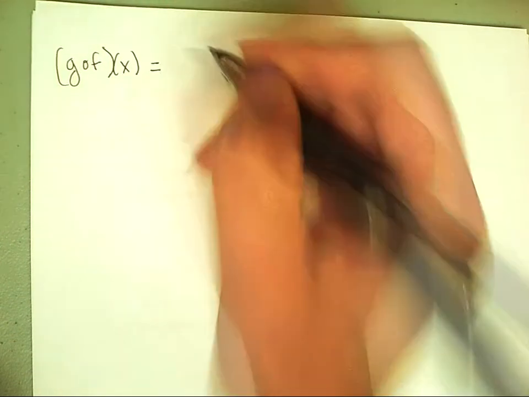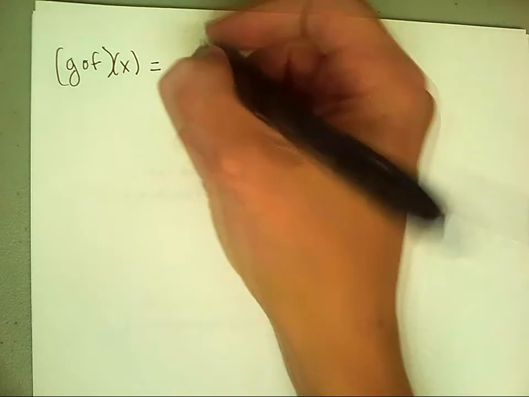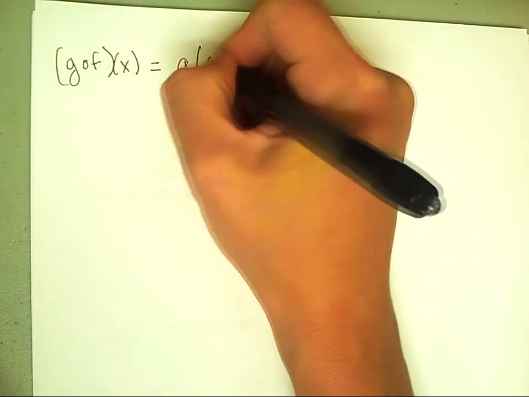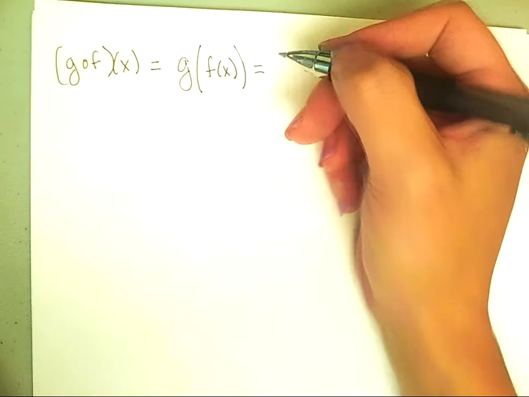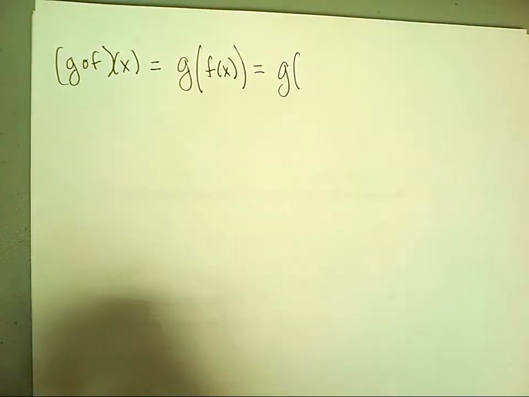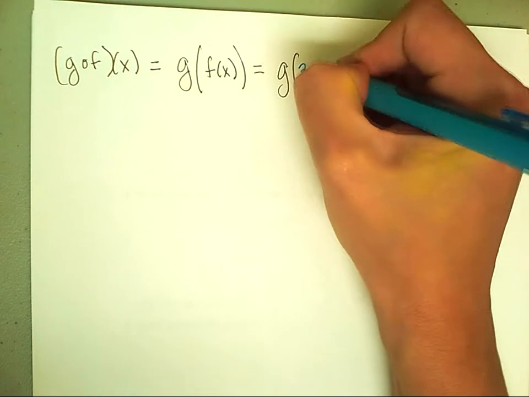Let's do another. Let's find g composed of f of x. So we're going to take g, and into g we'll put f. So that is g composed with f, which is 3x plus 5.